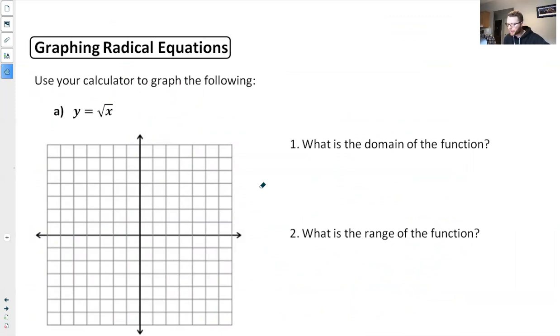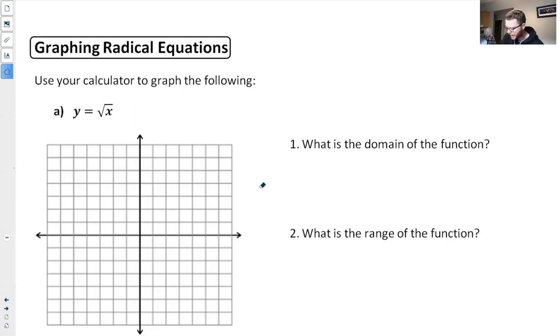Graphing radical equations. We can use our calculator to graph the following, which is really nice. Just go ahead and punch in y is equal to the square root of x. When we are sketching, it's important that we know the domain and the range.